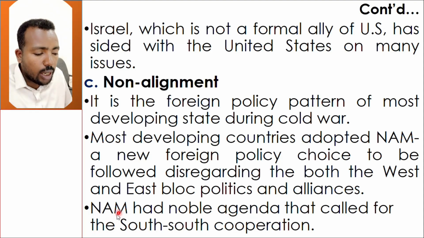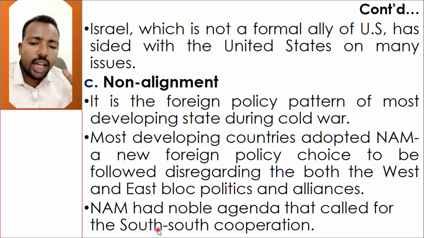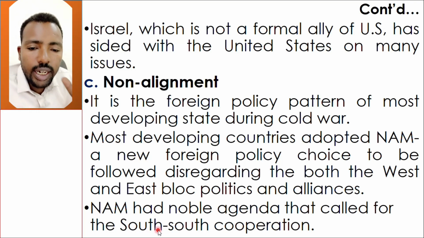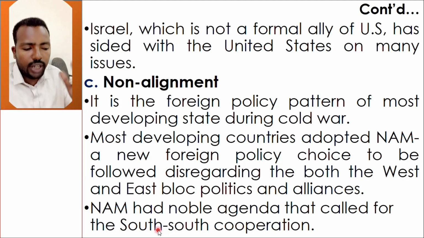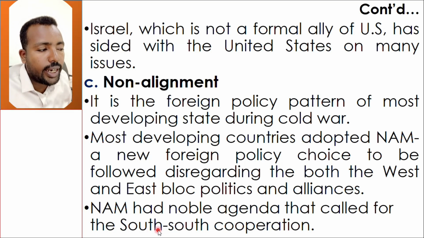The Non-Aligned Movement had a noble agenda that called for South-South cooperation. That means it opened the opportunity for developing countries to create South-South cooperation, because Cold War politics was basically the competition between the West and the East. So, in order to avoid that problem, they used this gap to create South-South cooperation. That means developing nation with developing nation cooperation. So they chose to disregard or not to be allied with the politics of both sides. And this is what non-alignment is.